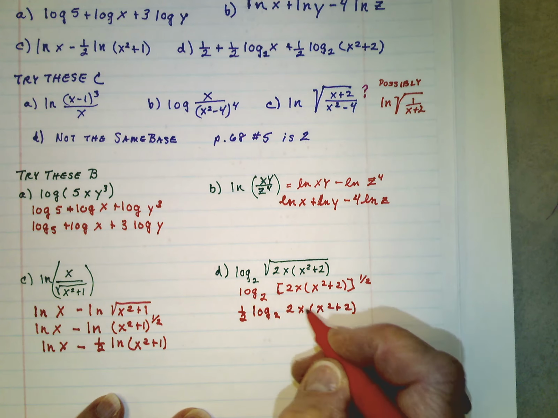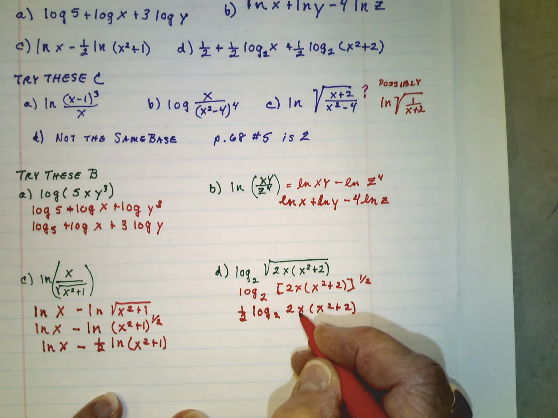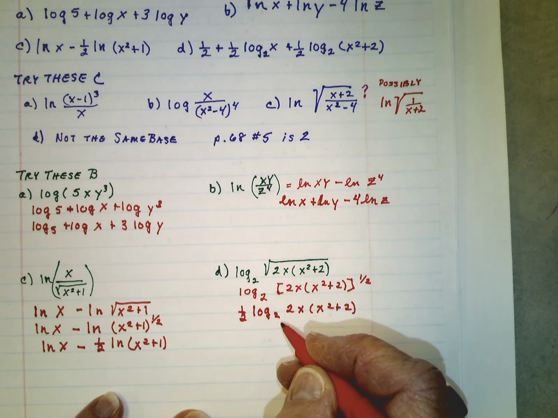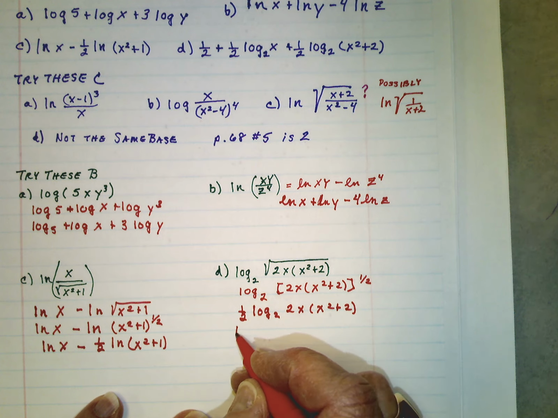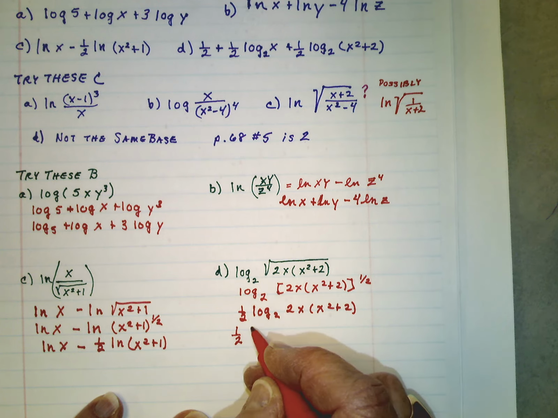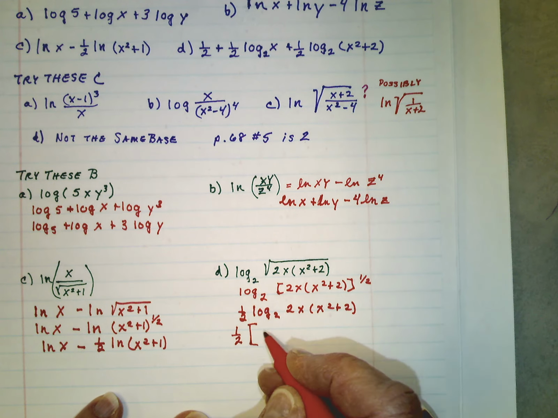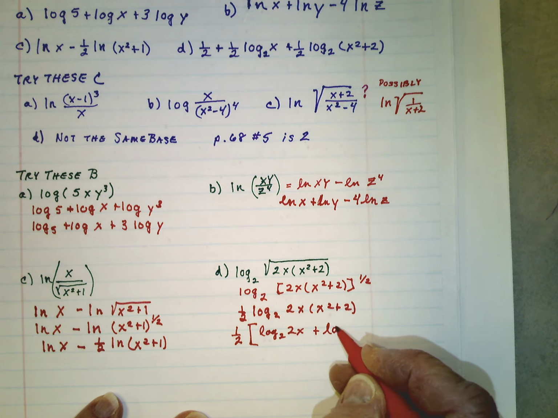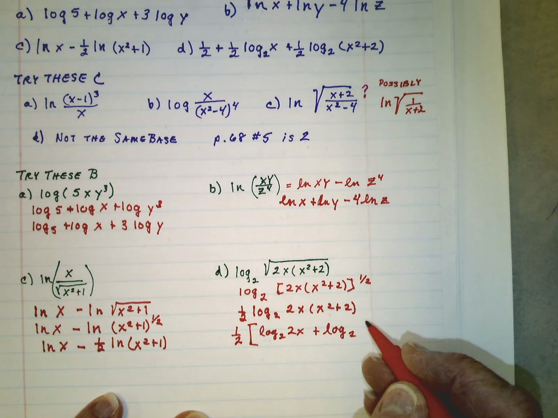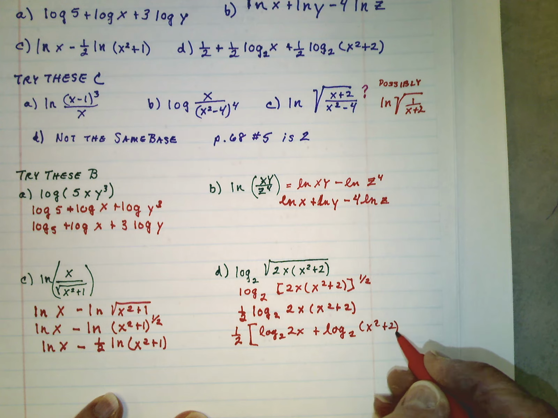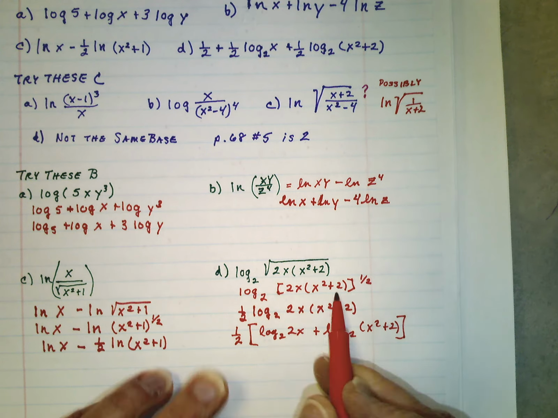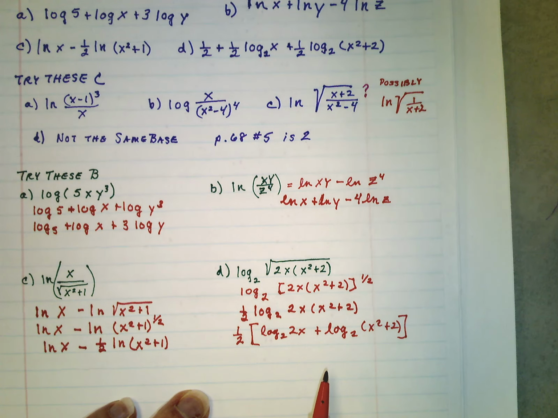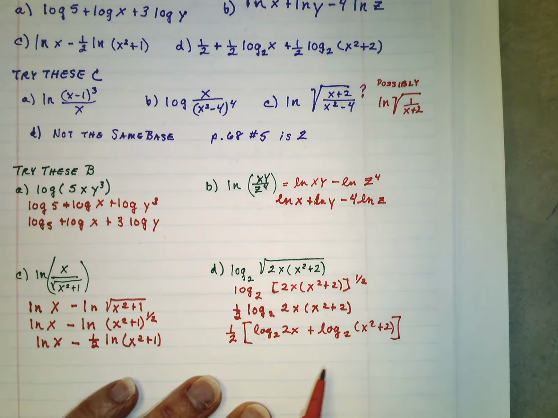But we have a multiplication in here. We're multiplying 2 times this parentheses. We can accomplish that multiplication by adding the logarithms. So we still have 1/2, and that's going to be times log base 2 on the 2x plus log base 2 on the x squared plus 2. All of that was raised to the 1/2 power, so all of that's got to be in there. Okay, it's getting spread out.